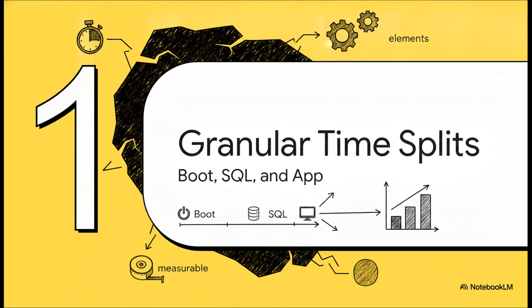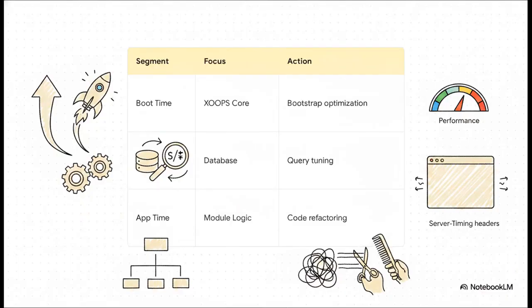All right, Section 1, Granular Time Splits. Let's break down boot, SQL, and app times. Now, this is a real game changer. Version 1.4.0 introduces a definitive boot, SQL, and app time split. Why does this matter? Because by isolating exactly which segment dominated the request, you know right away where to direct your focus. Like, if your app time is spiking off the charts, spending hours tuning your SQL queries isn't going to help you at all.